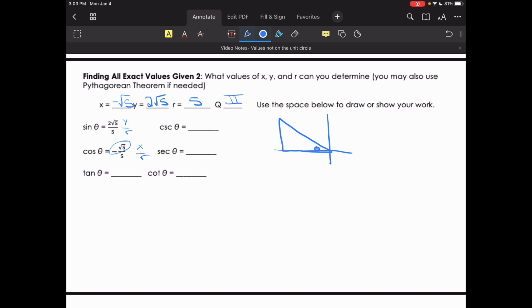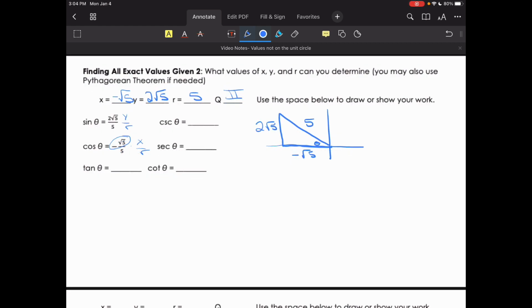So I have negative square root of 5 for the x, 2 root 5 for the y, and I need to... All right, so now that I know what x, y, and r all equal, I can find the remaining trig functions that I don't have. So tangent would be y over x. So that would be 2 root 5 over negative root 5. So the square roots would cancel, and I would be left with negative 2.